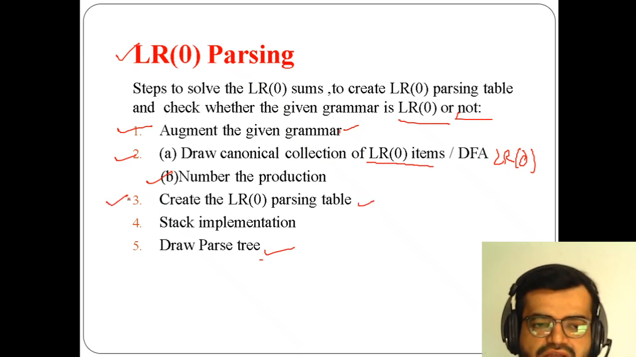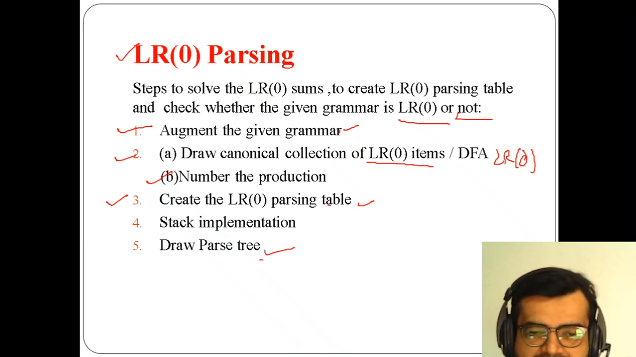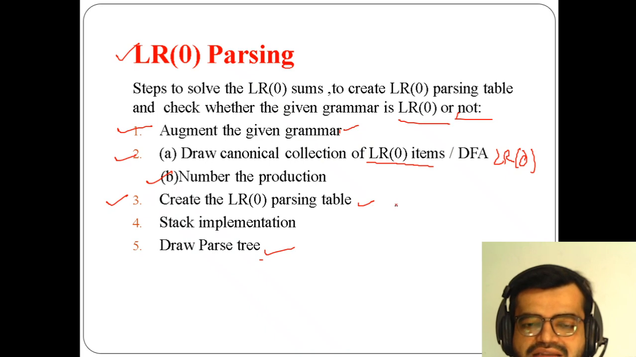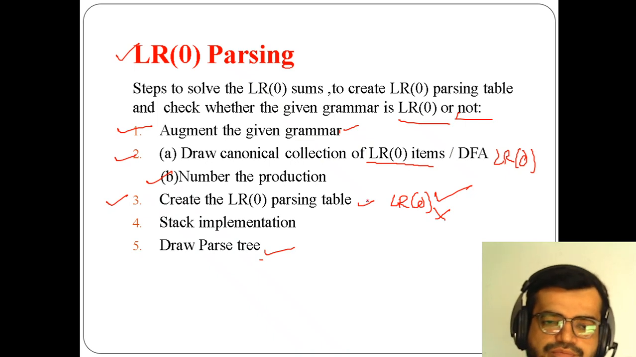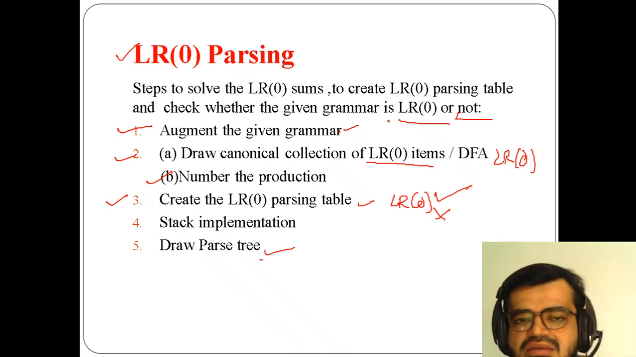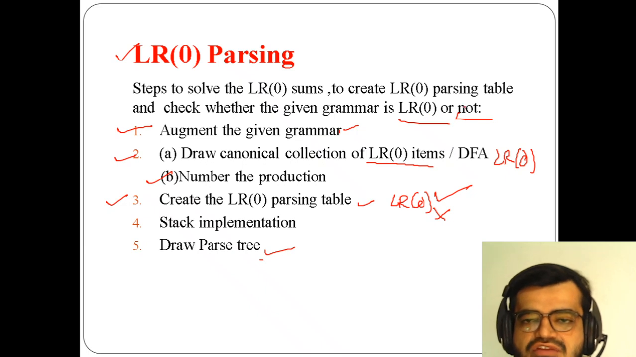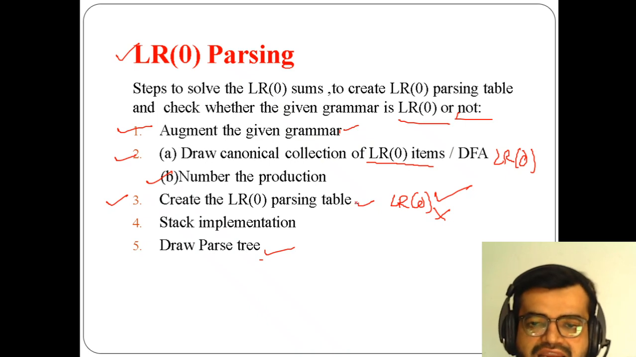So the third step, which is the very important part, is that you have to create the LR(0) parsing table. By this parsing table only we can come to know whether the given grammar is LR(0) or not. If they ask you in the examination just to check whether the given grammar is LR(0) or not, you have to just follow up to step 3. But if they ask you to verify it and, if it is LR(0), to draw the parse trees, then you have to go till step 5. So by step 3, you will come to know whether the given grammar is LR(0) or not.